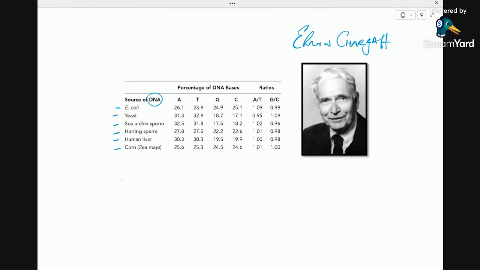His major discovery here is that the percentages of A's and T's equaled each other. Okay, they were the same or similar, not completely identical, but certainly similar. So, 26.1 to 23.9, 31 to 32. They're not exactly the same here in the human liver, but very, very close. And that was replicated throughout all of the different organisms he looked at.